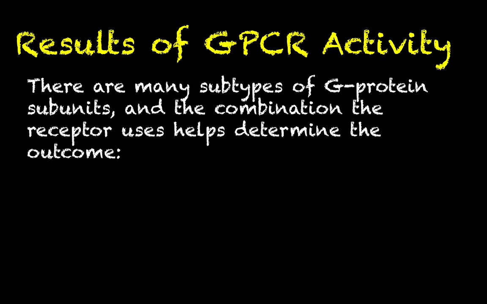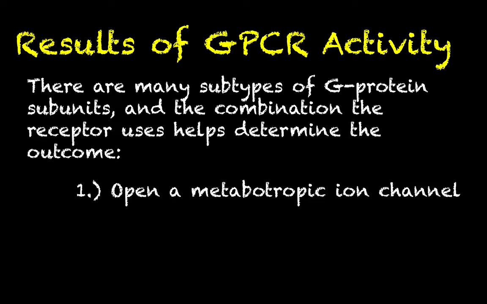So I mentioned this on the previous slide, but there are actually many different subtypes of the G protein subunits. You can look into this on your own. It's not vitally important that you know that right now for this particular class. But basically, the combination of G protein subunits that a particular receptor uses is going to help determine what the eventual outcome of the receptor activation is going to be.